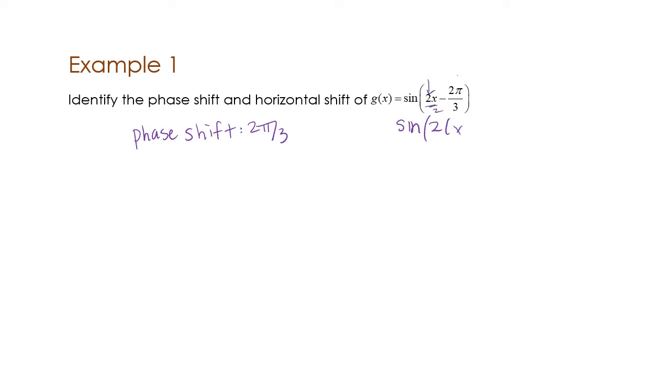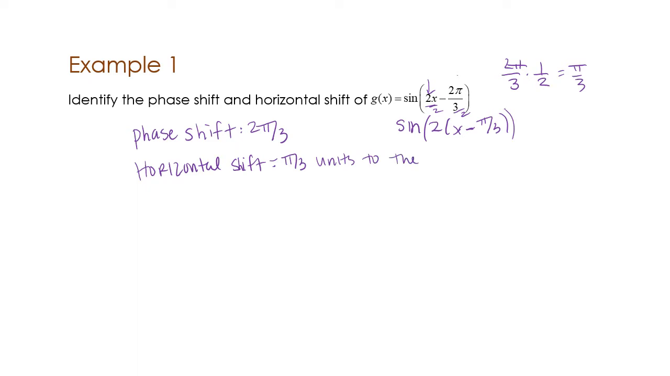When I do that again, you divide everything by 2. So 2 divided by 2 is just that 1. And then 2 pi over 3 divided by 2 is the same thing as multiplying by 1/2, which gives me pi over 3. So we'd say that the phase shift is 2 pi over 3, and that horizontal shift is pi over 3. And to be even more precise, we would say it's pi over 3 units to the right. So whenever it's the minus, we go to the right. If ever this is a plus, we go to the left.